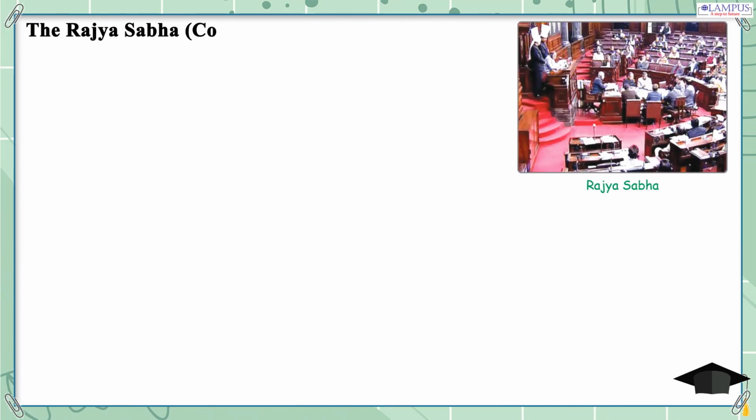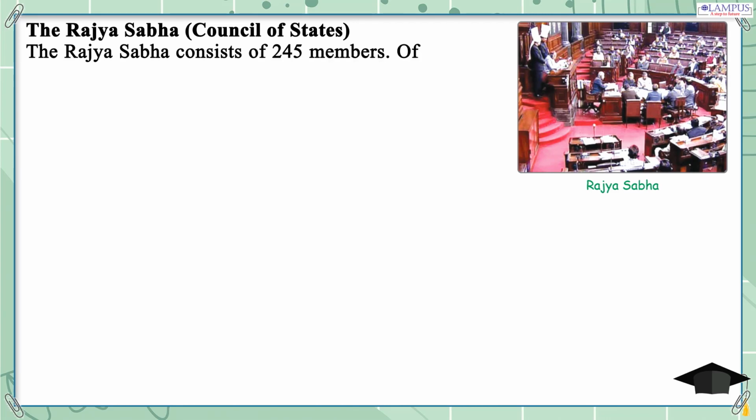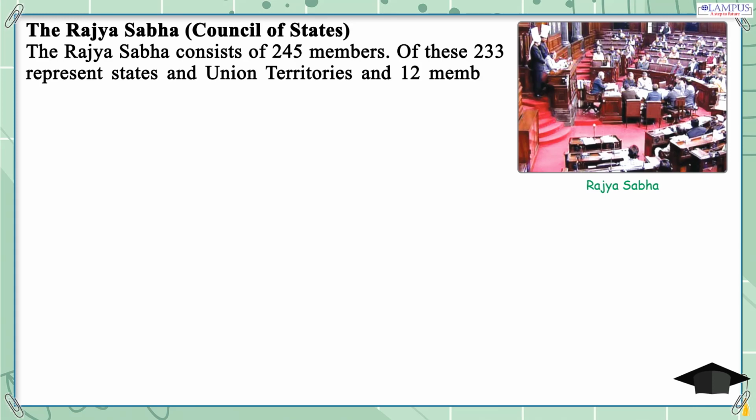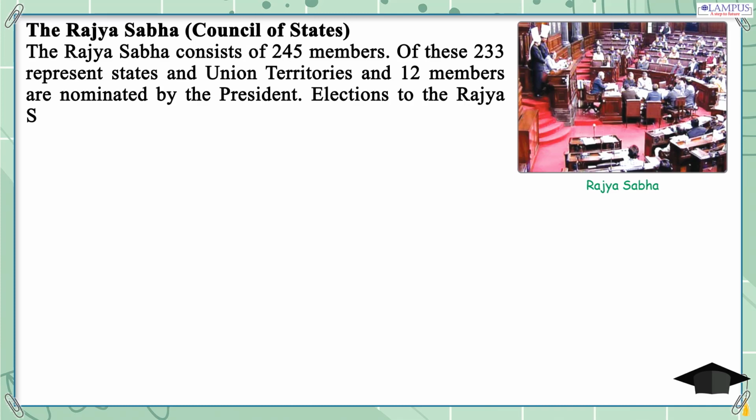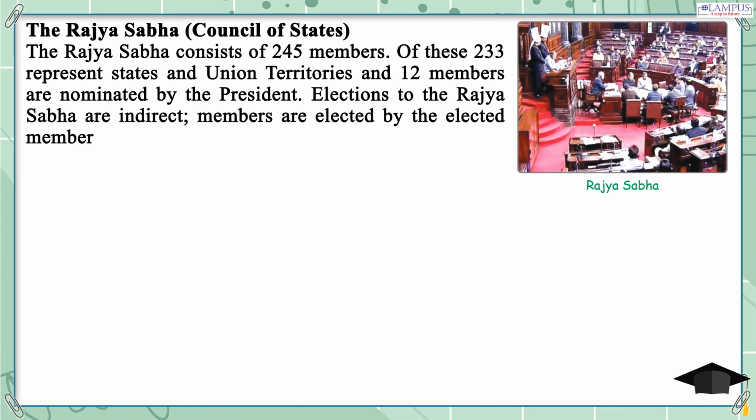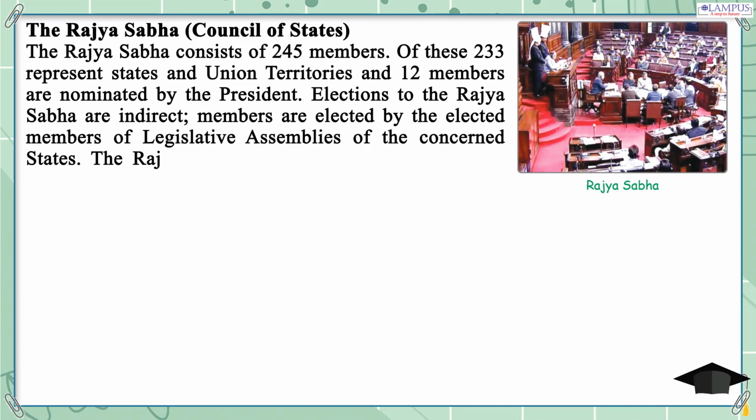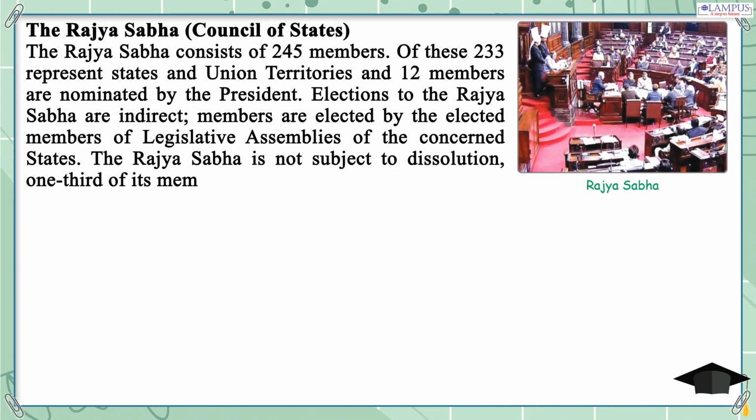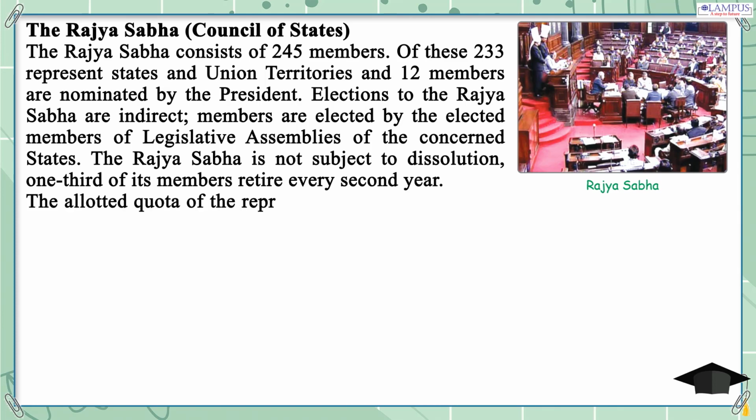The Rajya Sabha, Council of States. The Rajya Sabha consists of 245 members. Of these, 233 represent states and union territories and 12 members are nominated by the President. Elections to the Rajya Sabha are indirect. Members are elected by the elected members of legislative assemblies of the concerned states. The Rajya Sabha is not subject to dissolution. One-third of its members retire every second year.